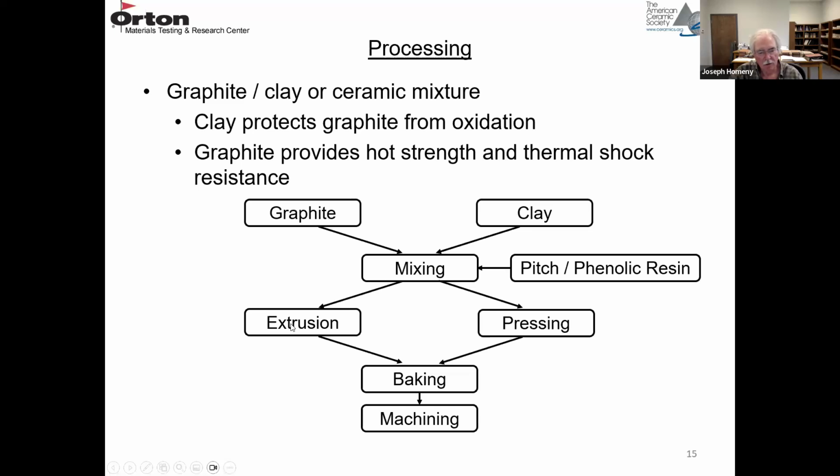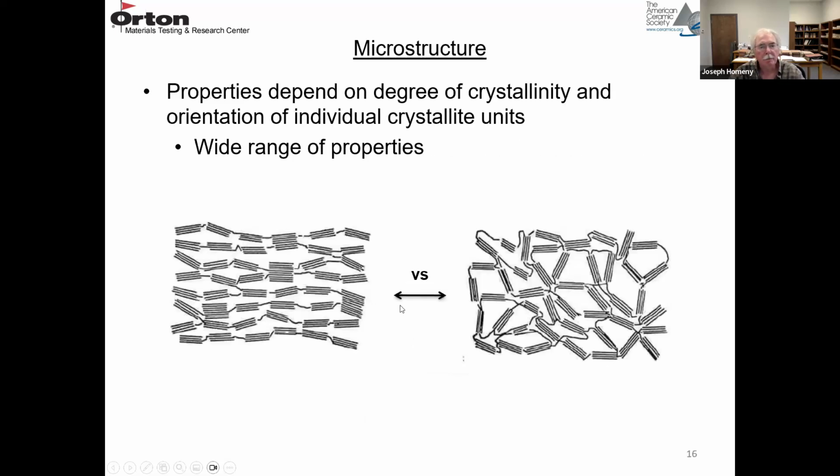And then after mixing, you can extrude or press products, and it goes through a baking oven to pyrolyze the binder, and then it's machined. So the clay is there just to protect the graphite and as an aid in forming. So the properties depend on the degree of crystallinity of the carbon, how much graphite is actually there, and the orientation of the crystalline units that are formed. So you can have a wide range of properties depending on how you process this.